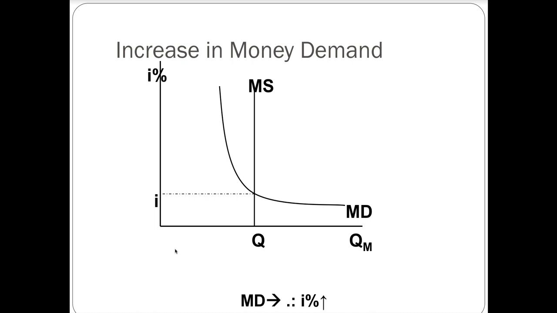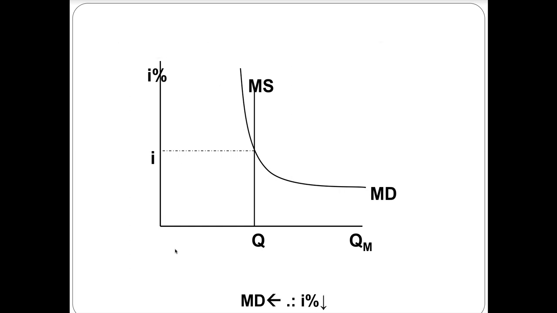So let's look at an increase in money demand here. We have our money supply and money demand intersecting at an equilibrium nominal interest rate and quantity of money. When money demand increases, it shifts to the right. You're going to have a new equilibrium. The nominal interest rate went up, and the quantity of money did not change, because the Federal Reserve has not increased or decreased the money supply.